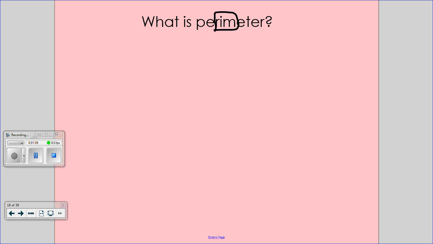Rim. If you are playing with your counter pieces, you are not setting yourself up for success right now. The rim, like a basketball rim, is the outside.